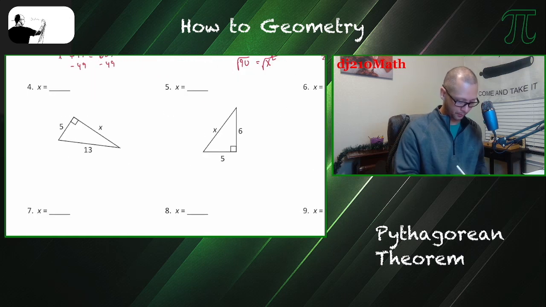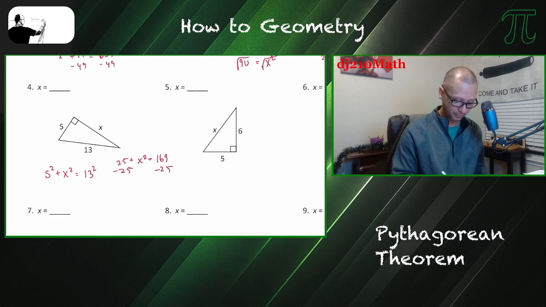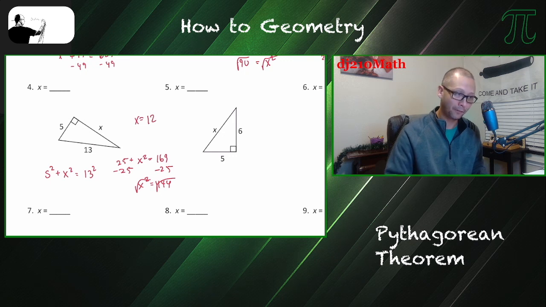Okay, number 4. 5 squared plus x squared is equal to 13 squared. So 25 plus x squared is equal to 169. Subtract 25 from both sides of the equation. x squared is equal to 144. That's nice because if you take the square root of both sides, x is going to be equal to 12. 144 is a perfect square.